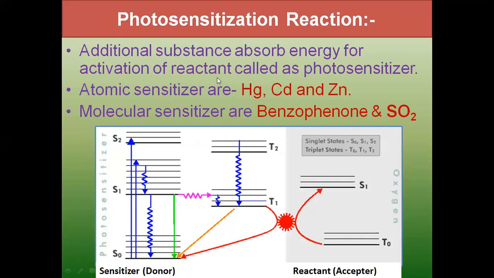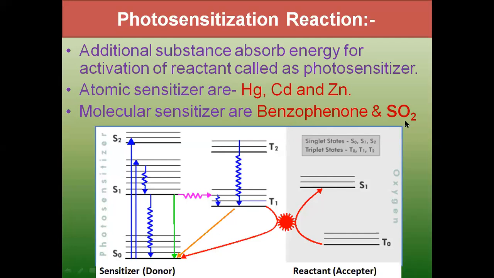These activated molecules and some atoms can also be used for the activation. This activated molecule is also known as the photosensitizer. There are some atoms like mercury, cadmium, and zinc that can act as a sensitizer, so it is called an atomic sensitizer. And some molecules also play the role of a sensitizer, so it is known as a molecular sensitizer. Examples are benzophenone and SO2.